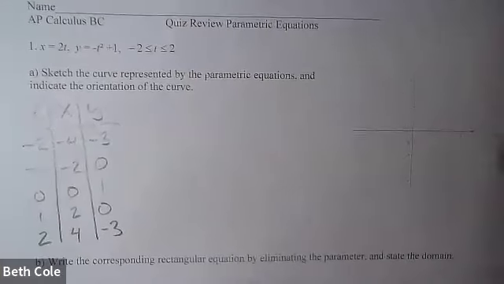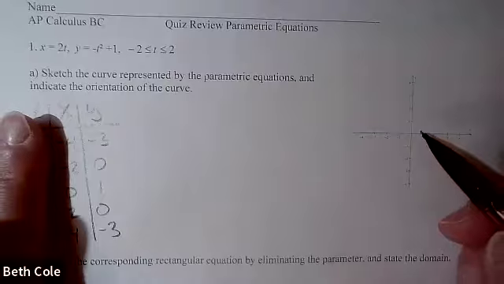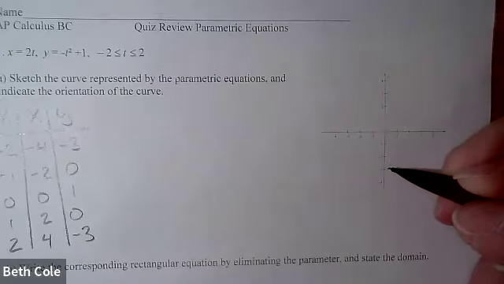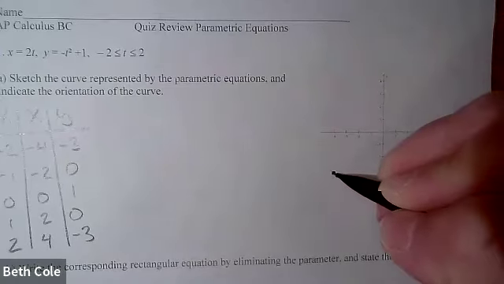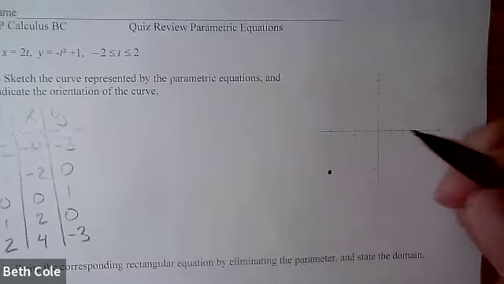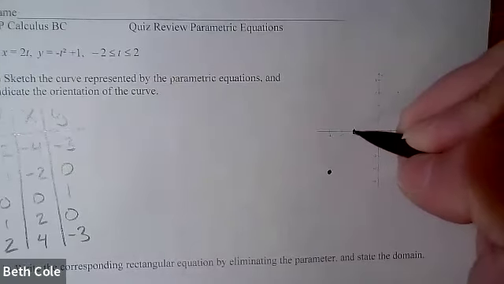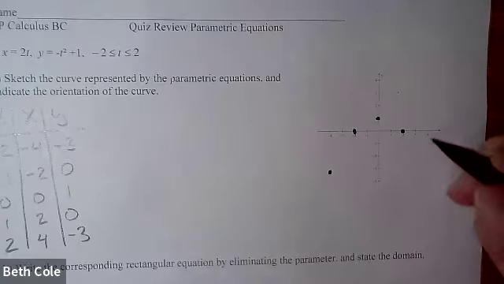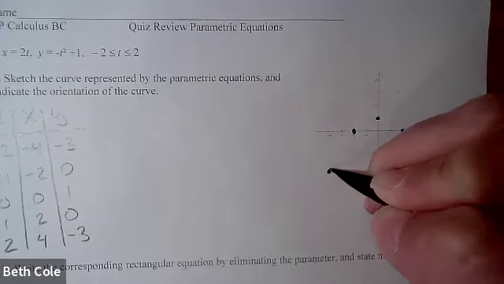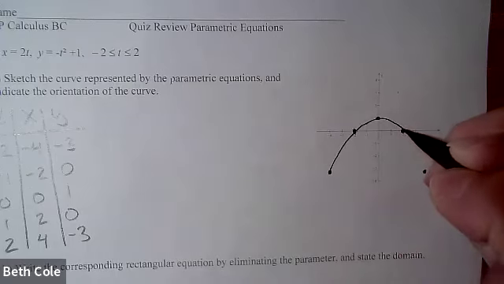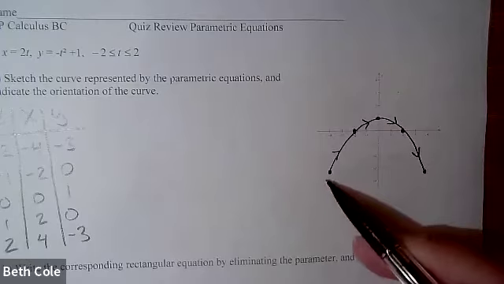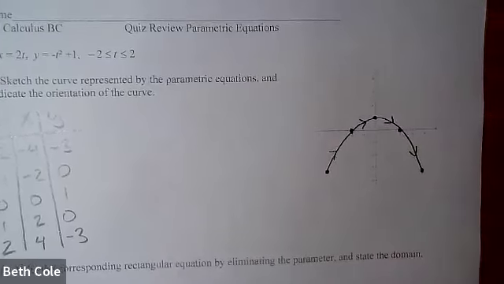Now, when you go to plot it, you're not going to plot the t values. You're just going to plot x and y. t is just your parameter. This is your x and y axis. So -4, -3. My paper didn't print very well, so kind of imagining where the grid lines are here. -2, 0, 0, 1, 2, 0, 4, -3. And so we start here and go in this direction. Showing the orientation is just your little arrow showing which direction it's going.